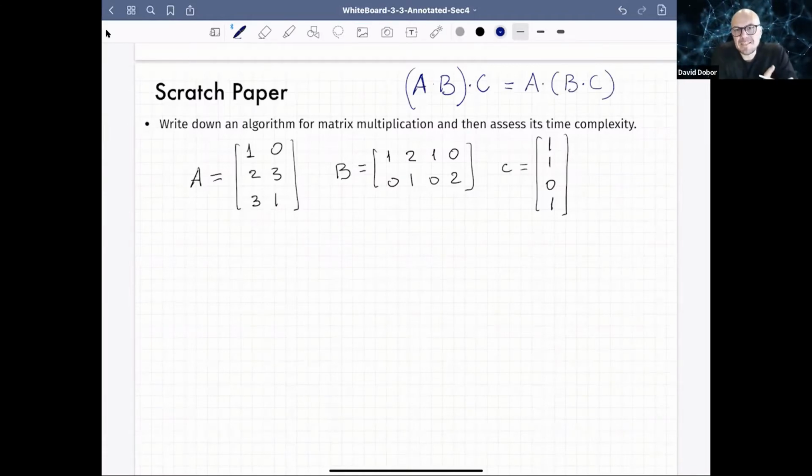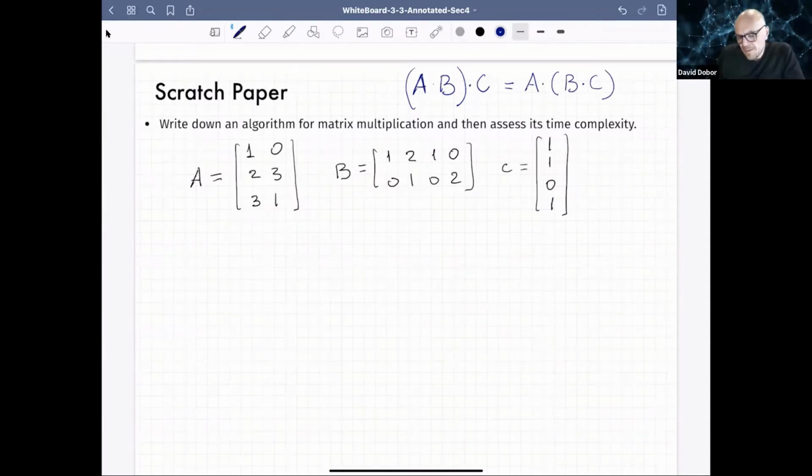This is called associativity. Now, I haven't proven this to you, and this is something proven in linear algebra. We'll verify the fact that this associativity holds with this small example here. But there's a little bit more that we want to do with this example.